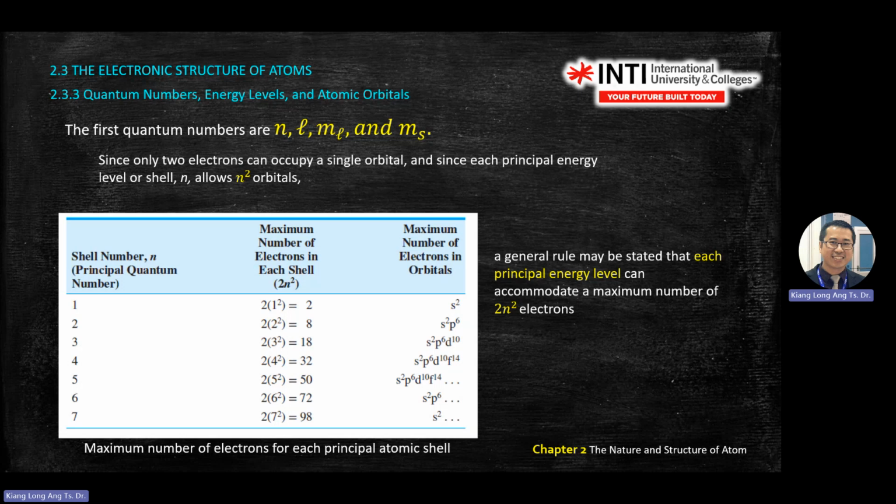Okay, so these slides you have seen, 2n square. Any question? Is it the whole of 2n square? Yeah, 2n square. This one is the number of electrons. Don't confuse it with the number of orbitals. The number of orbitals is n square. The number of electrons is 2n square. This is to calculate how many car parks you have for that particular principal shell.